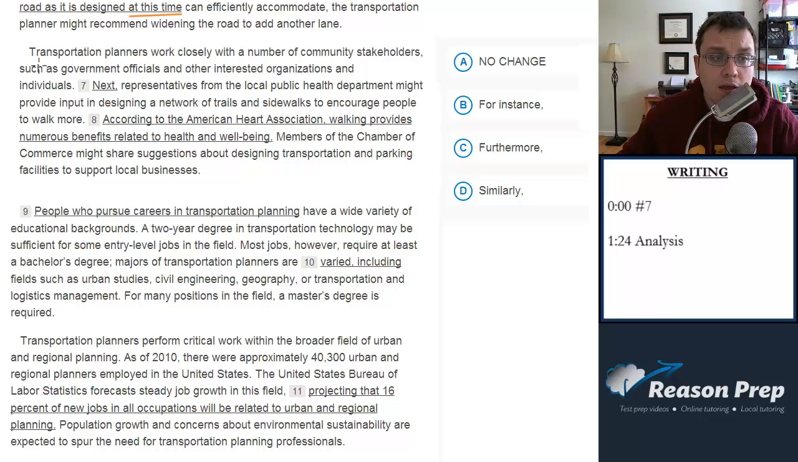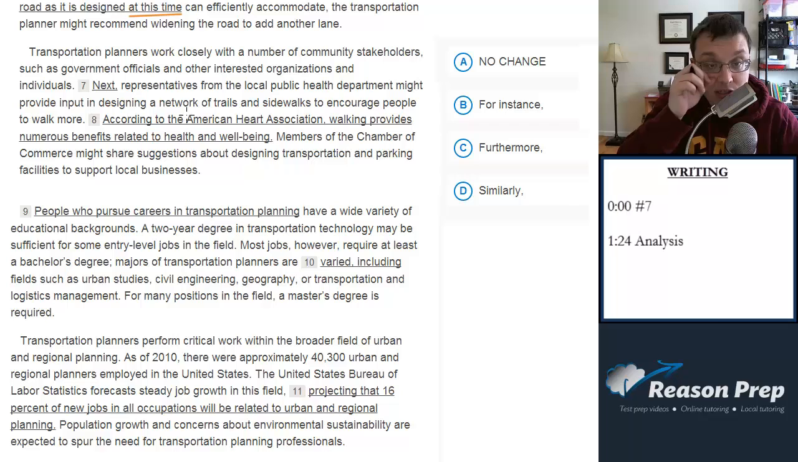Number 7. So let's read through this paragraph. Transportation planners work closely with a number of community stakeholders, such as government officials and other interested organizations and individuals. Next, representatives from the local public health department might provide input in designing a network of trails and sidewalks to encourage people to walk more.